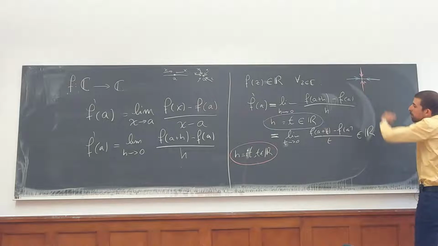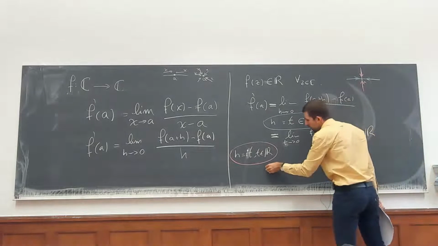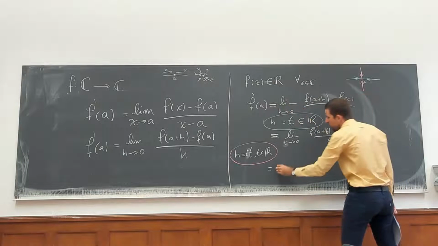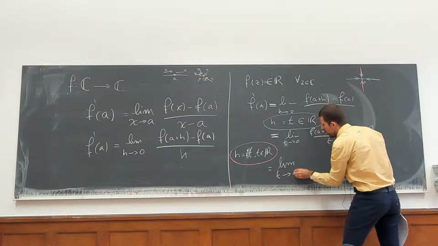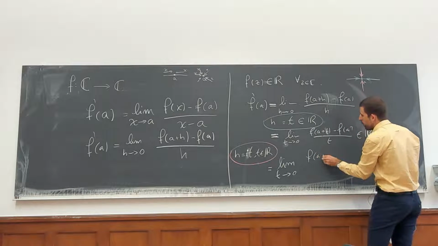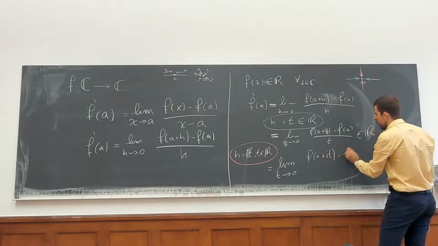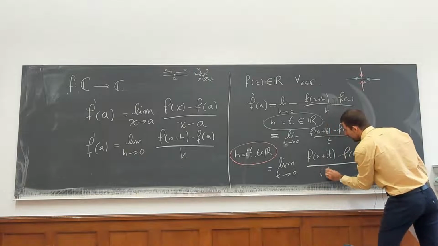So I do it over the blue, and I get the real number. Let's do it over the imaginary line, see what we get. We get the limit as t goes to 0 of f of a plus it minus f of a over it.